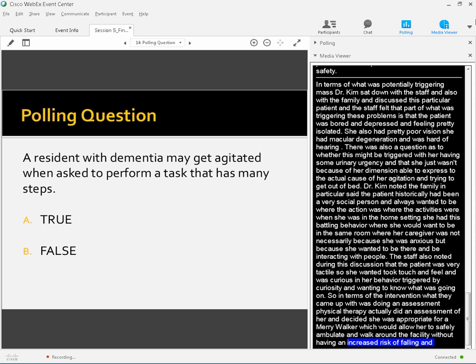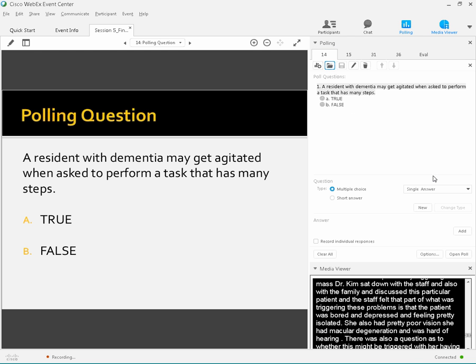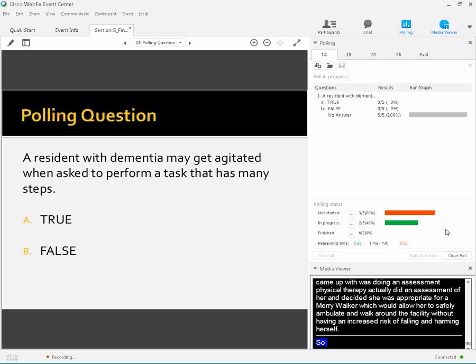So we have our first polling question. A resident with dementia may get agitated when asked to perform a task that has many steps. True or false? And then make sure you hit the submit button after you answer.